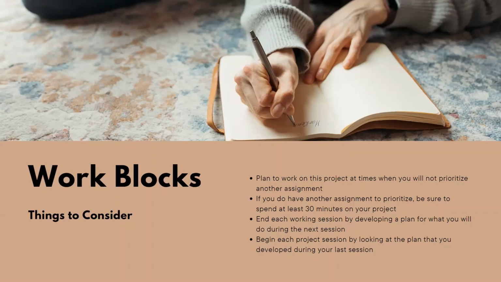Even so, you may have another assignment to prioritize. If you do have another assignment with a deadline that's more important, try to spend at least 20 or 30 minutes on your project. For example, let's say Saturday, I planned on working from 9 a.m. until 12 p.m. on my thesis, and then again from 2 p.m. until 5 p.m. But I have a 20-page paper due on Monday, and I can't work on this.